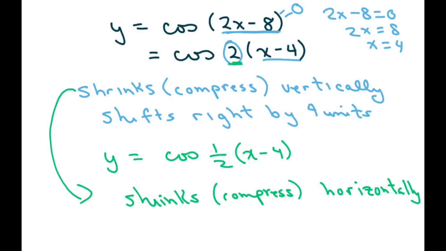The 2 means we have 2 waves instead of 1 within the same time. So that pushes the waves together and it gets closer and closer to the y. That's why you write vertically.